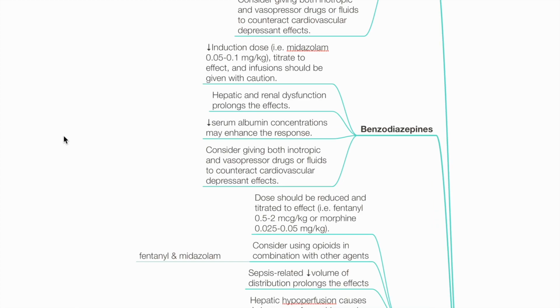Benzodiazepines: reduce induction dose, such as midazolam 0.05 to 0.1 mg per kg. Titrate to effect. Infusions should be given with caution. Hepatic and renal dysfunction prolongs its effects. Reduced serum albumin concentrations may enhance the effects of benzodiazepines. Consider giving both inotropes and vasopressors and fluids to counteract CVS depressant effects.